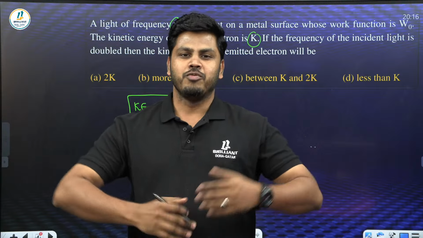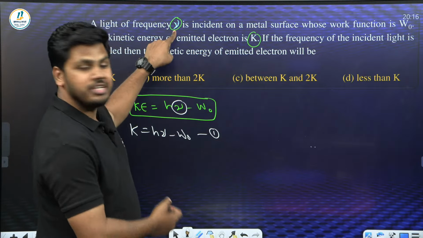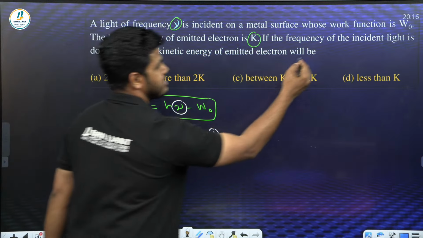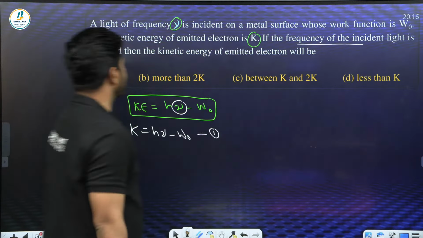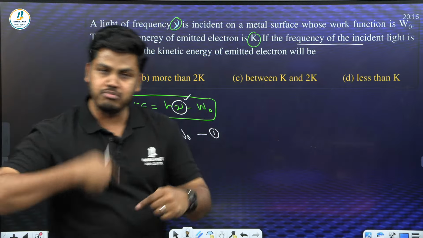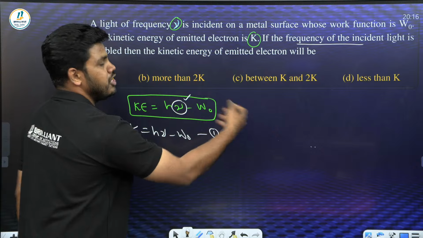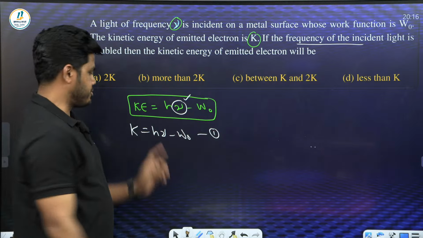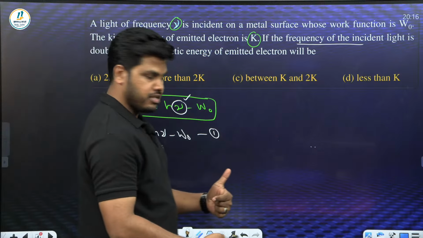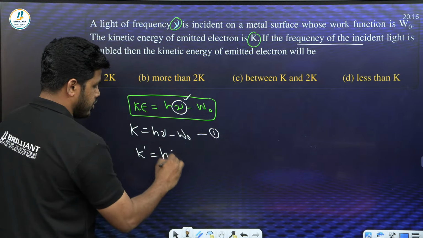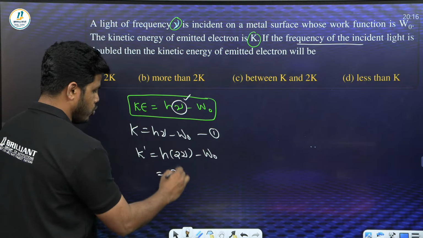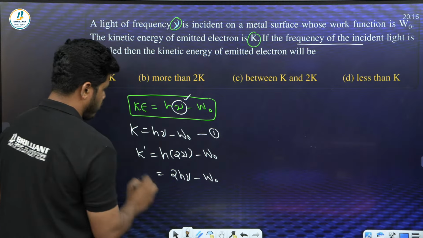So far so good. What happens next? Next, we double the frequency. The frequency of the incident light is doubled, so this ν we have to change into 2ν. What will be the new kinetic energy is the question. Let me take that kinetic energy as K'. The new kinetic energy after doubling the frequency is h into 2ν minus work function, so this is just 2hν − W₀. This is K'.